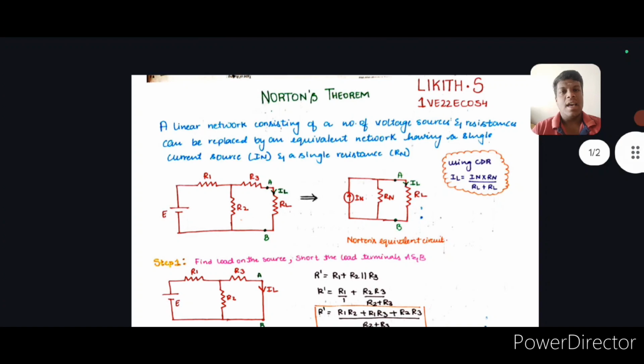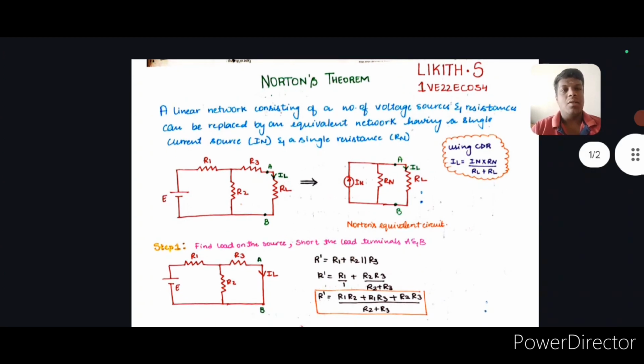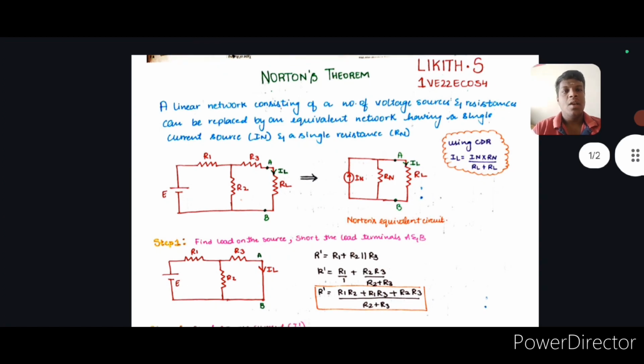So you can see the diagram where we have three resistances, one cell, and one load resistance across the terminals A and B. We have to convert it into a Norton's equivalent circuit, where it consists of a single equivalent resistance Rn and one current source In, and RL is the load resistance across AB. IL is the current flowing through RL.